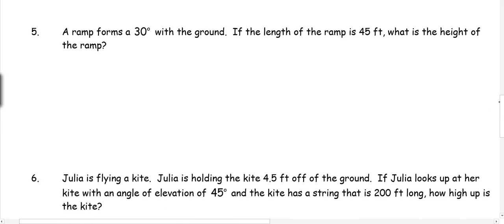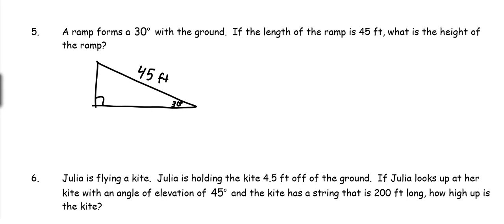Number 5, a ramp forms a 30-degree angle with the ground. If the length of the ramp is 45 feet, what is the height of the ramp? So when I look at this problem, I'm going to draw myself a triangle with a ramp. Between the ground and the ramp is a 30-degree angle. And I know that the length of the ramp is 45 feet. So when I label my triangle, the other missing angle up here is 60.